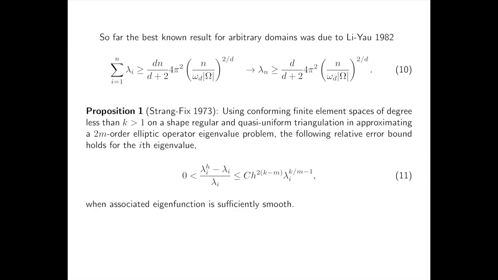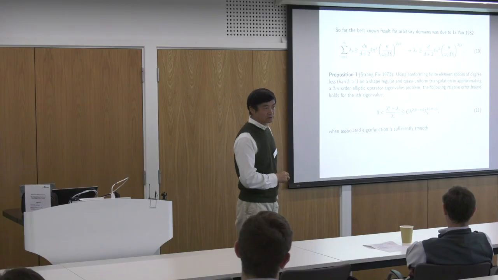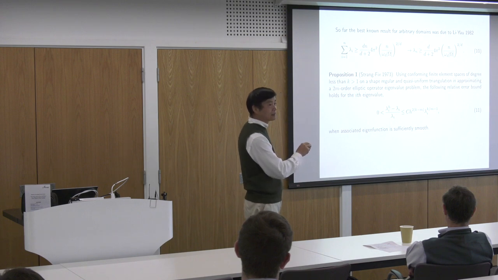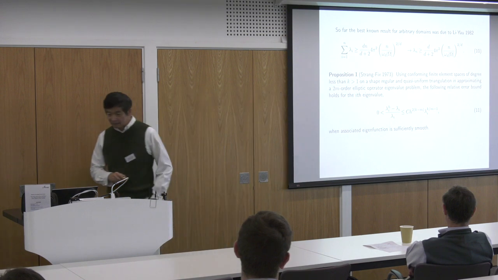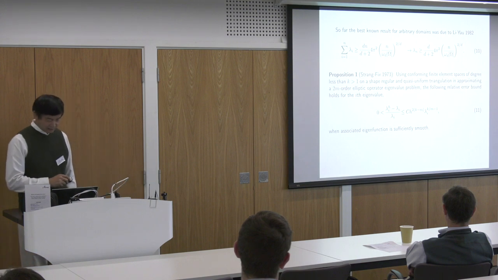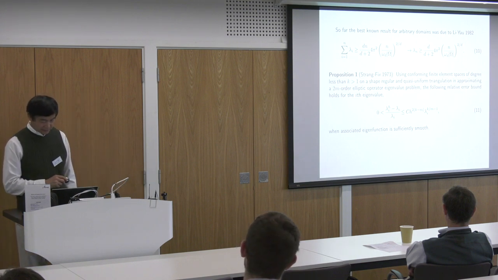a 1982 paper, Yau. The first n eigenvalues have this bound, where d is the dimension. If you get the first one, you get this one; the nth one, you get this one. In 1D, that's off by 1/3; in 2D, off by 1/2. So it's very close already. There's a constant there.